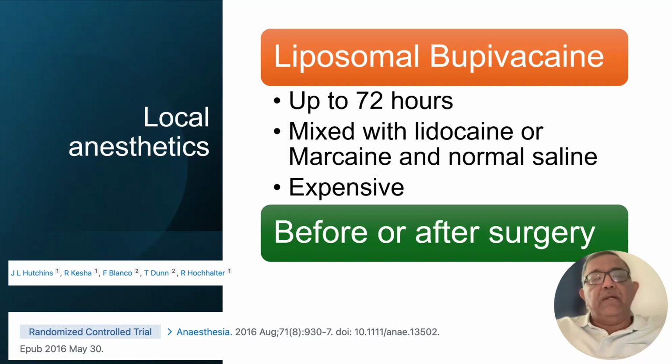It can be mixed with lidocaine, which provides early relief of pain, or with bupivacaine with normal saline, and it is used. Now, before or after surgery is the question. If you use it before surgery, it would not let the pain cycle initiate, and it provides a stable hemodynamic status during the surgery as well.